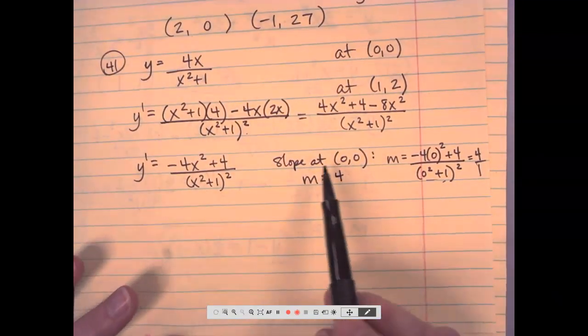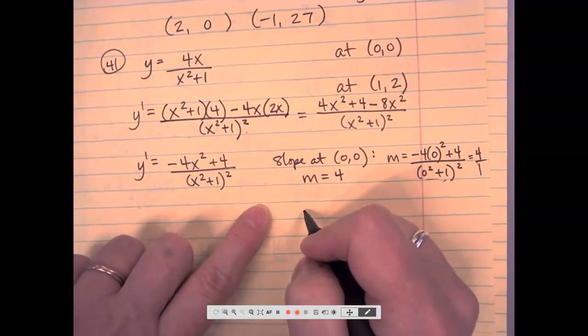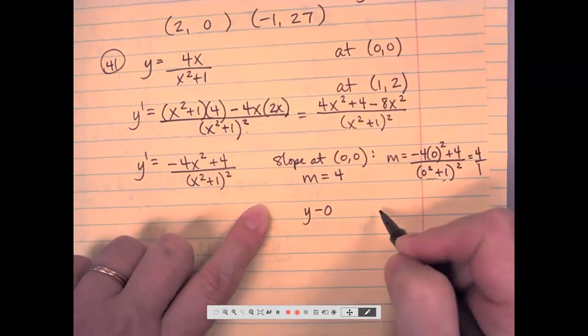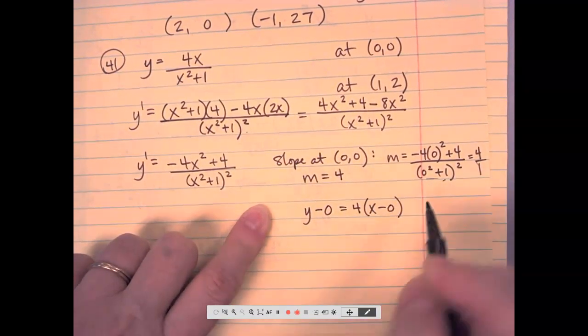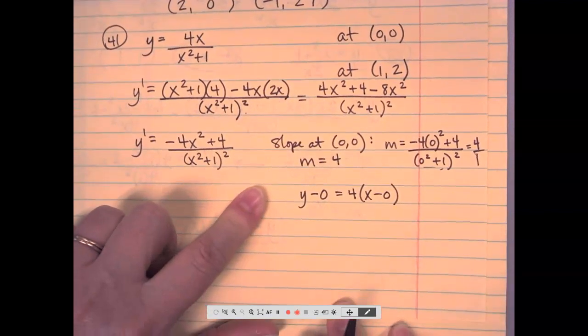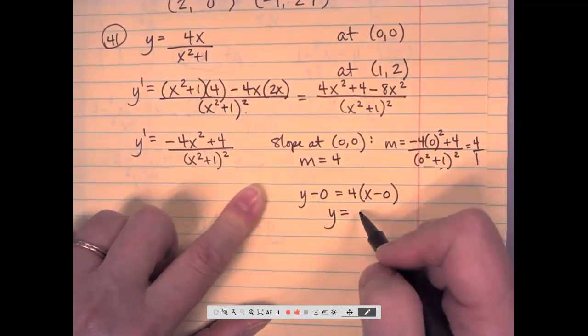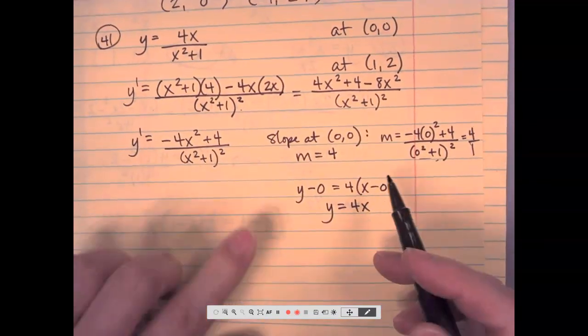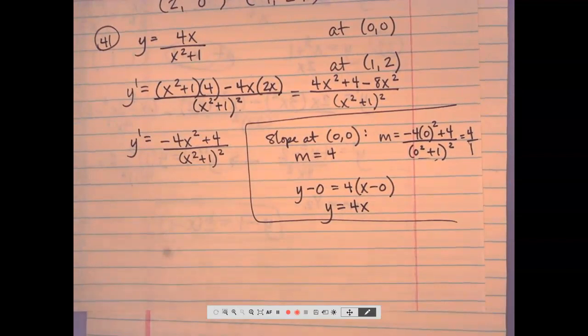Okay, so now I want to write the equation of this tangent. y minus 0 equals 4 times (x minus 0), which is fine. We can leave it that way. Or that's just y equals what? 4x. Okay, so all of this is for the point (0, 0).